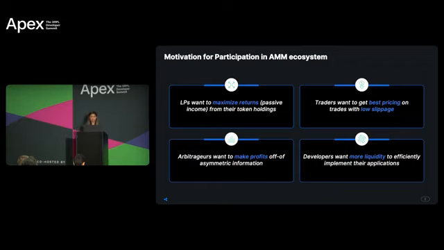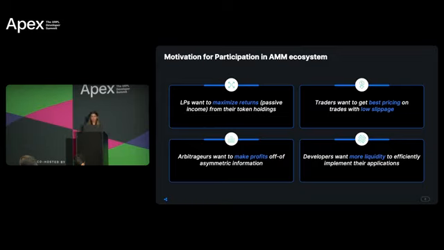They want to maximize returns, that is their passive income from their token holdings. Traders want to get the best pricing on trades with low slippage. Arbitrageurs want to make profits off of asymmetric information. And developers want more liquidity to efficiently implement their applications.